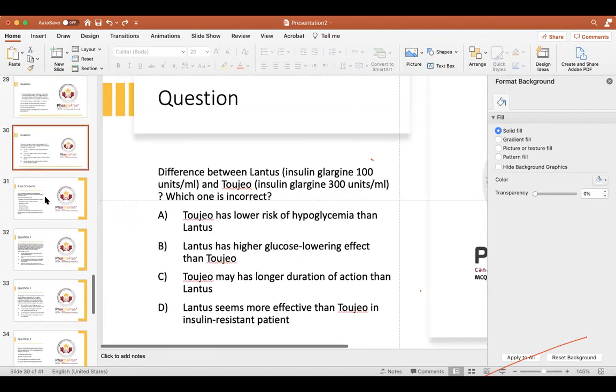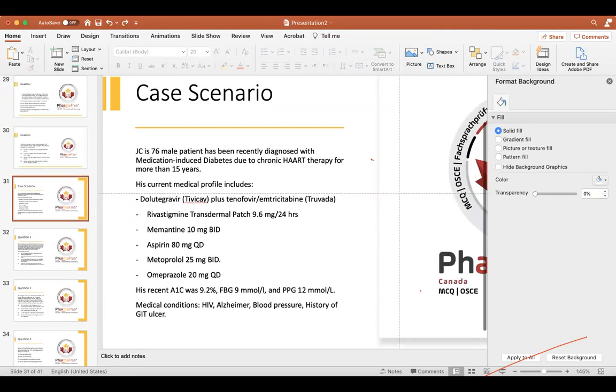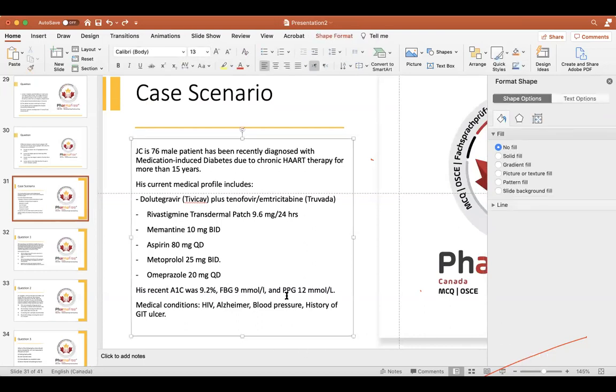Where is it? Yes, here it is. This is the therapeutic plan. What modification you may add here? David saying statins.